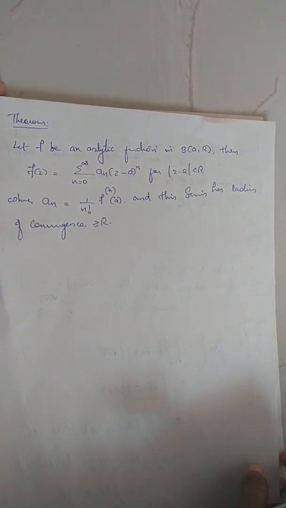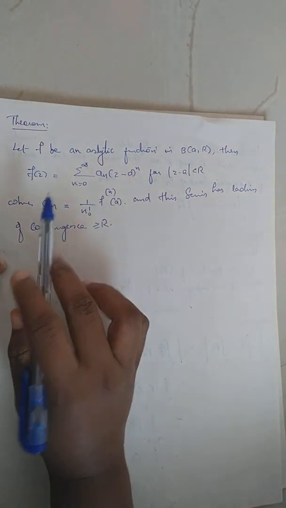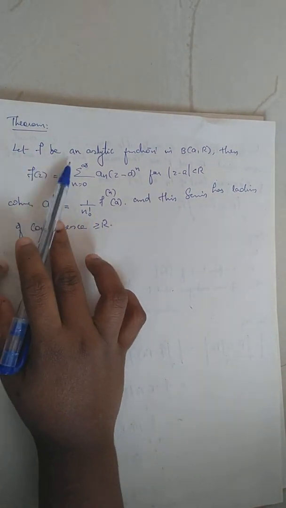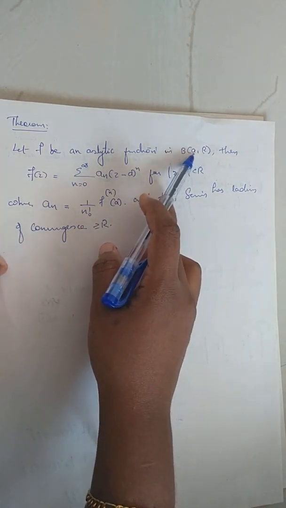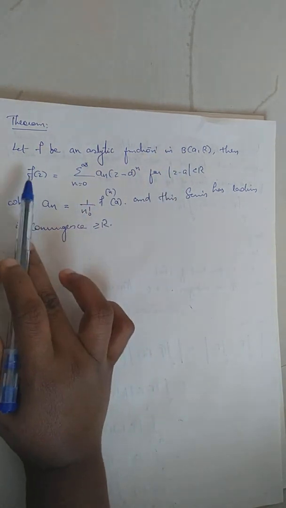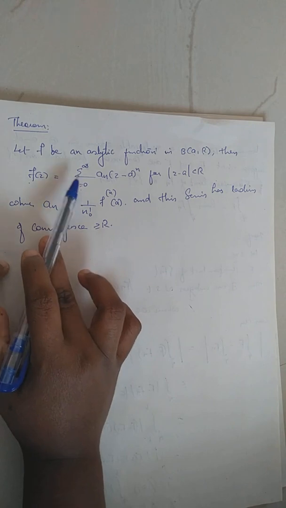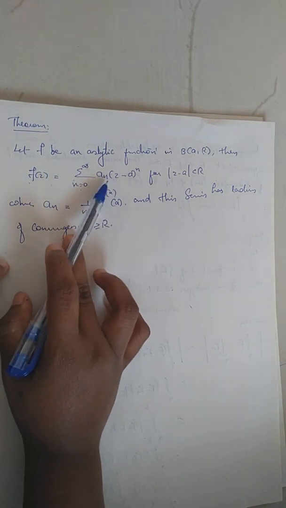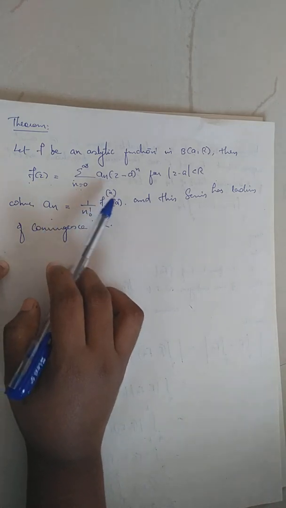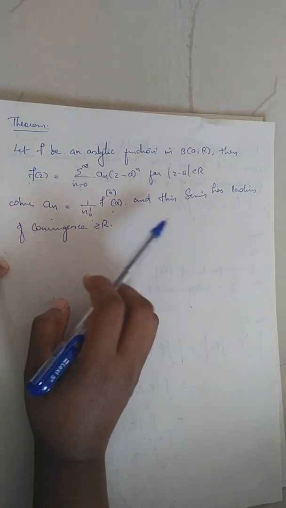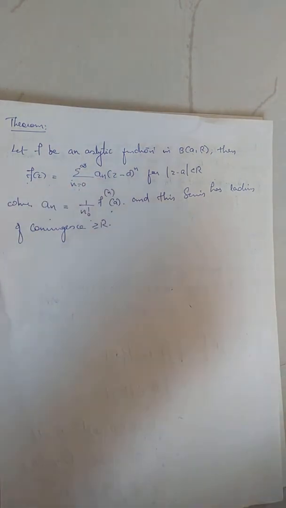Okay, next we have a theorem. By using this lemma we will prove this theorem. The statement says: let f be an analytic function in an open ball of radius r with center a. Then f(z) has a power series representation of the form sigma n equal to 0 to infinity a_n (z minus a)^n for mod z minus a less than r, where a_n equals 1 by n factorial times the nth derivative of f at the point a, and the series has radius of convergence greater than or equal to r.